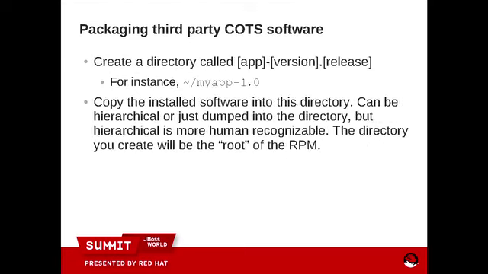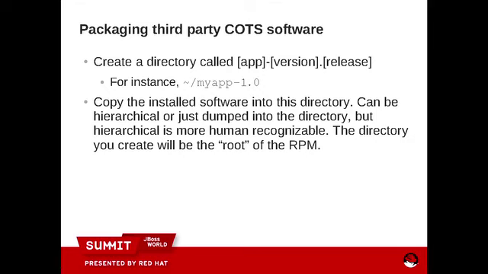The way that I'm going to package this now is I'm going to create a directory. Call it whatever the app is, the version, and the release number. So myapp-1.0. Copy everything into that directory. You can just dump it all into the directory. I personally prefer to do it in the same hierarchy as it was installed on the file system. Not because it makes any difference, but just because it's easier for me to remember which one is which, right?